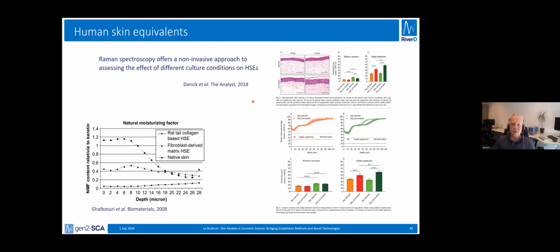This has been used in a few papers in the literature, but not enough for my liking. But one of those papers is actually from Yuri Danzig, who looked at the effect of the time that you culture such a skin model, and also the effect in this case of IL-4 treatment on how these skin models develop, looking at stratum corneum thickness, etc.